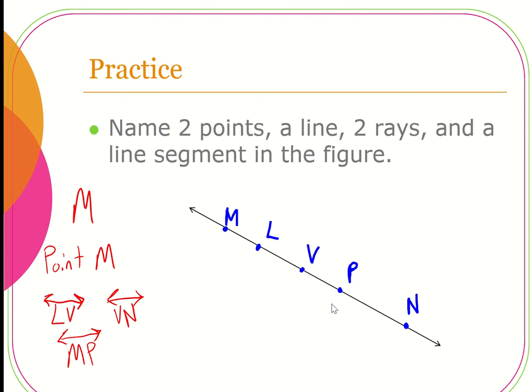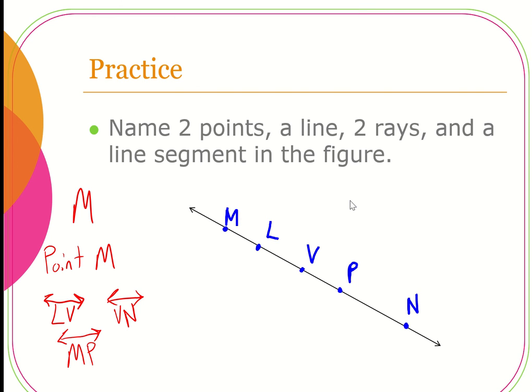Let's talk about P. Let's say you had P as an endpoint. Well, if P was an endpoint, you could add PV, which is the same ray as PL, which is the same ray as PM. All of those rays are the same. Now there's another ray with P as an endpoint, PN. That is different from the other three. PV, PL, PM, they all go off in this direction to the left, and PN goes off in that direction to the right.